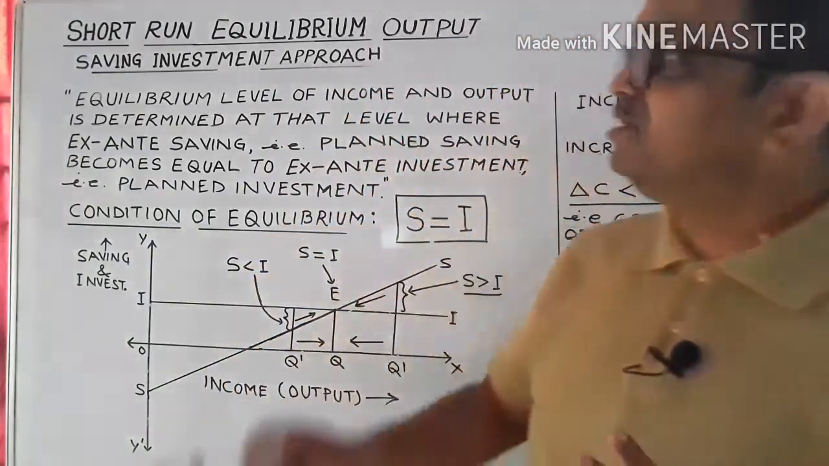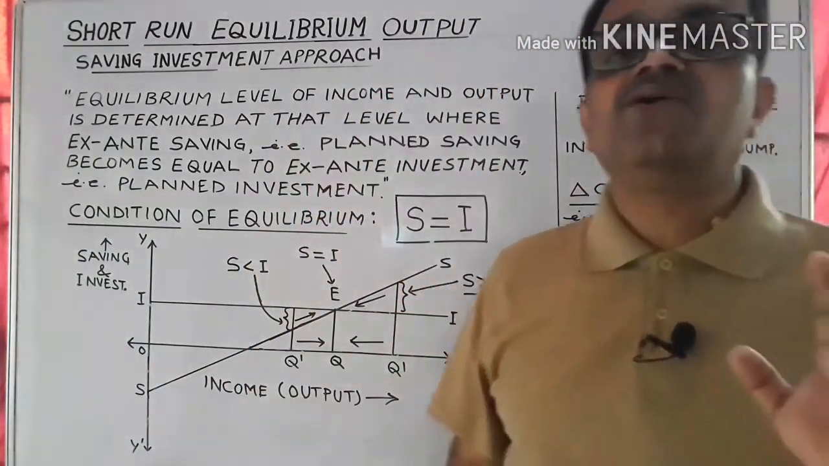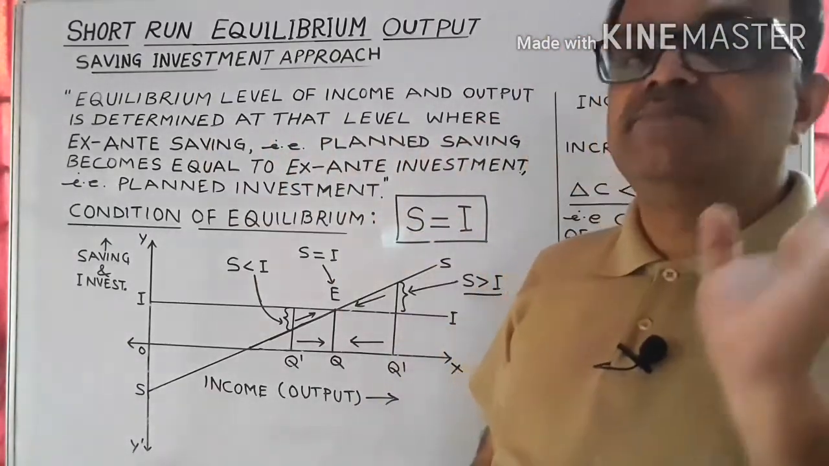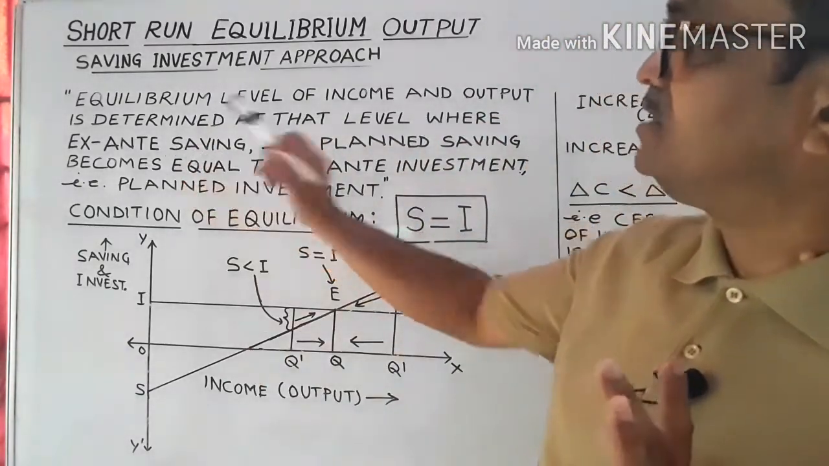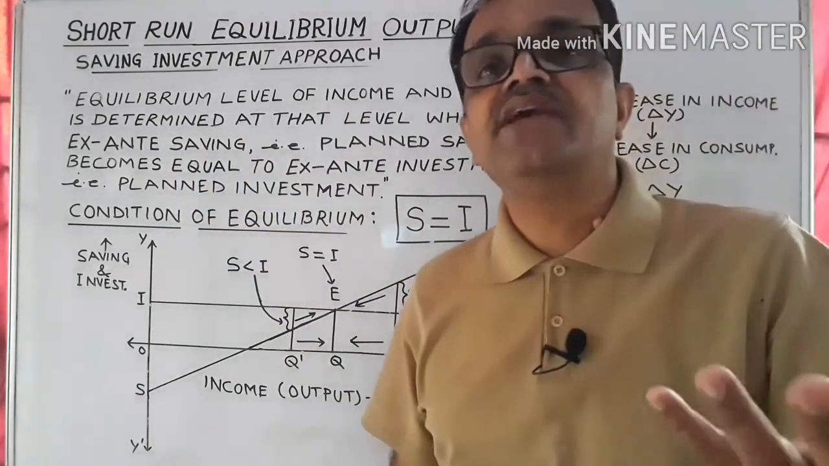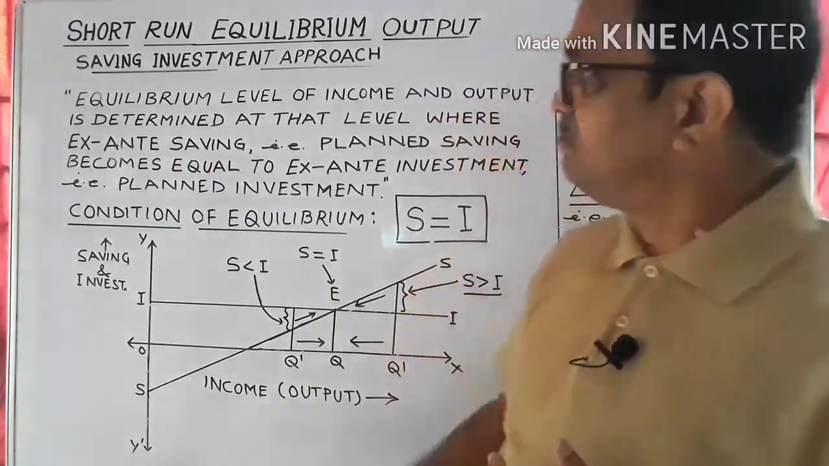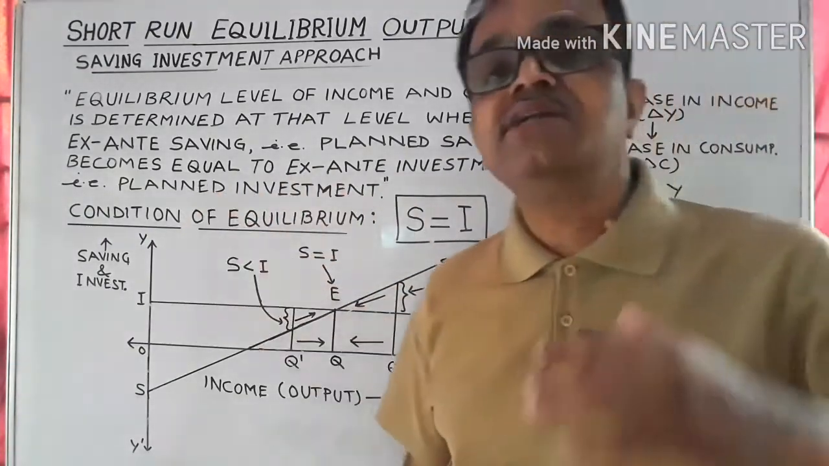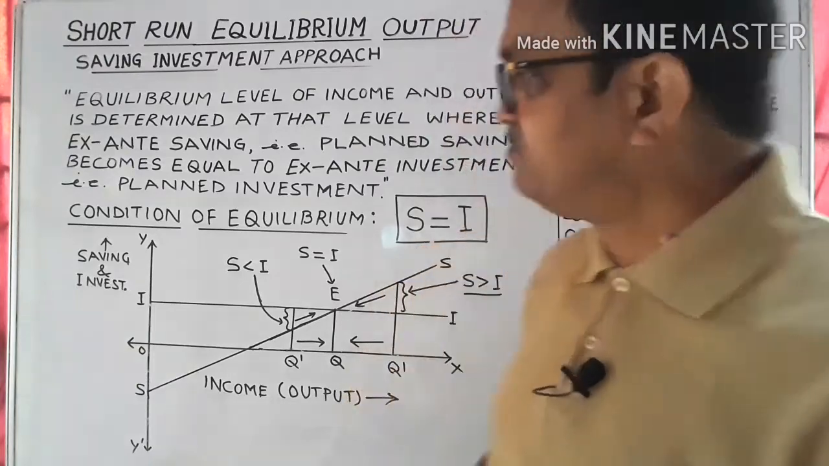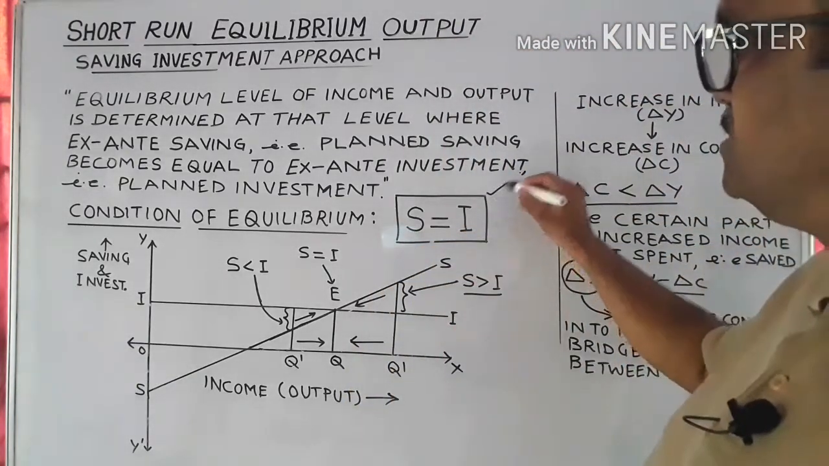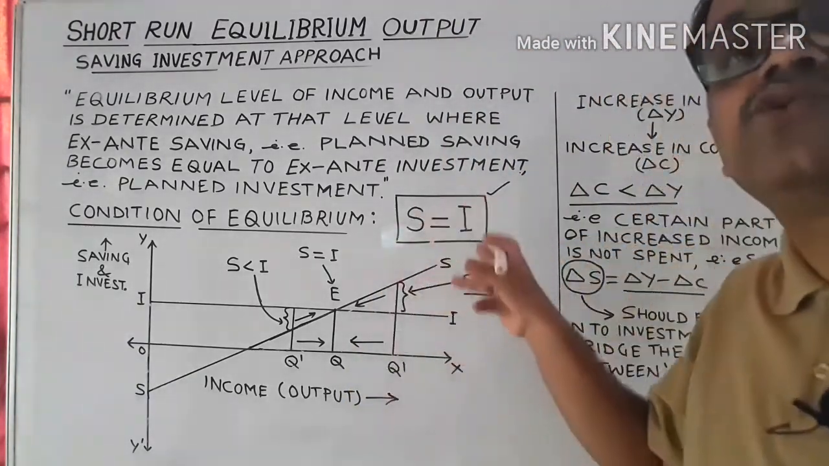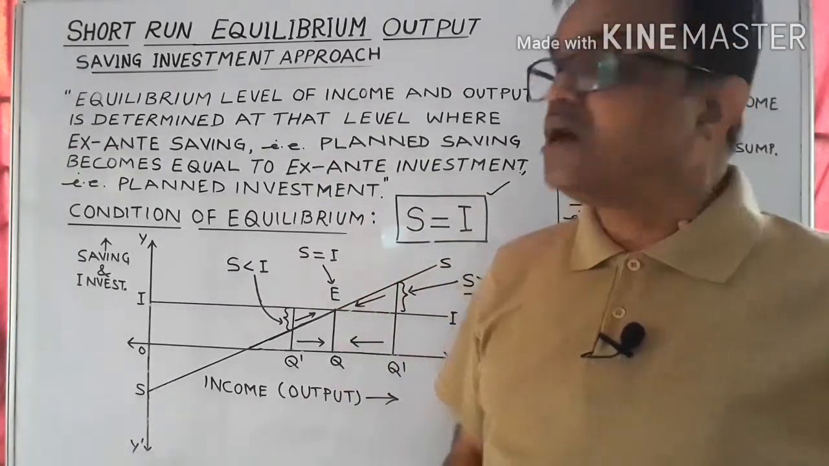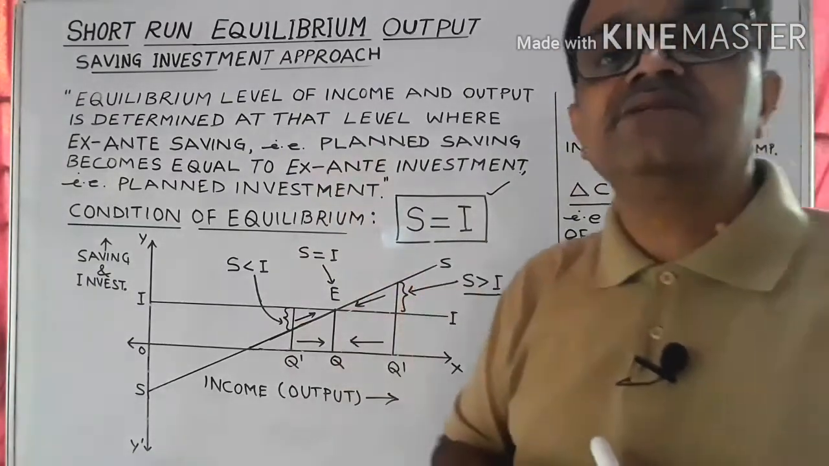Means what is the statement that is just written here? The equilibrium level of income and output is determined at that level where ex ante saving, that is planned saving made by households, becomes equal to ex ante investment, that is planned investment in the economy. It means the condition of equilibrium is that savings should be equal to the amount of investment made in the economy. Then how is this equilibrium established in the economy?